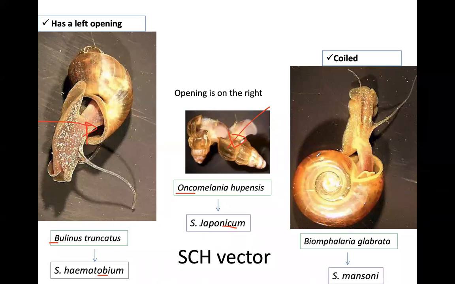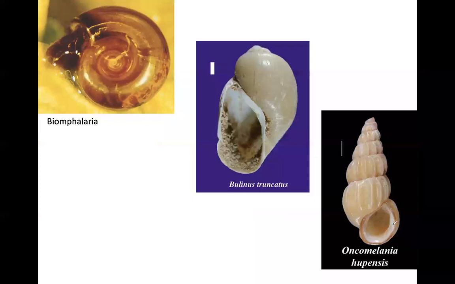Biomphalaria is much more coiled. So this is another image of them. You would see Oncomelania. I mean, this opens left, and then the other one opens to the right. And then the other one is discoid, etc.